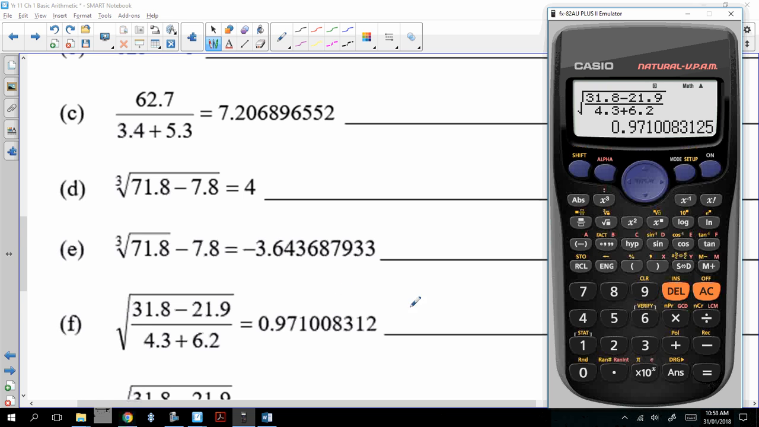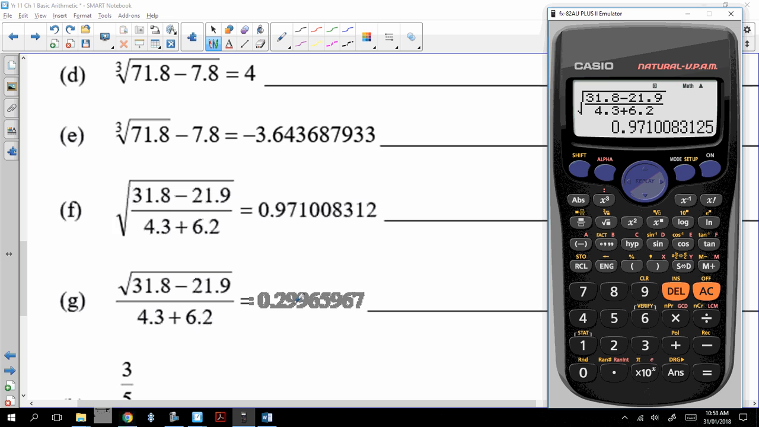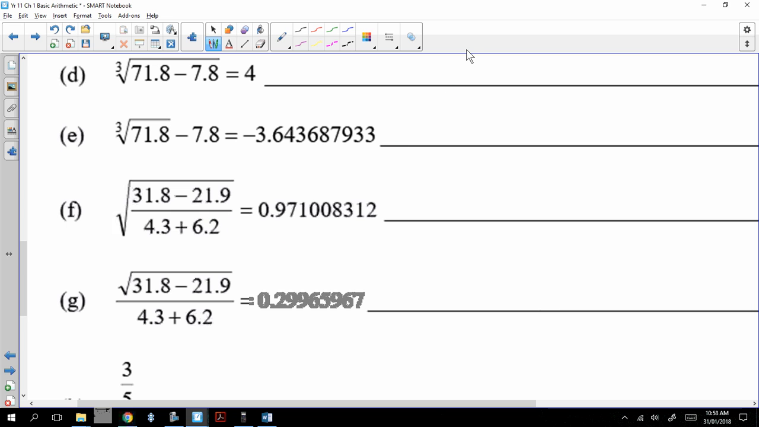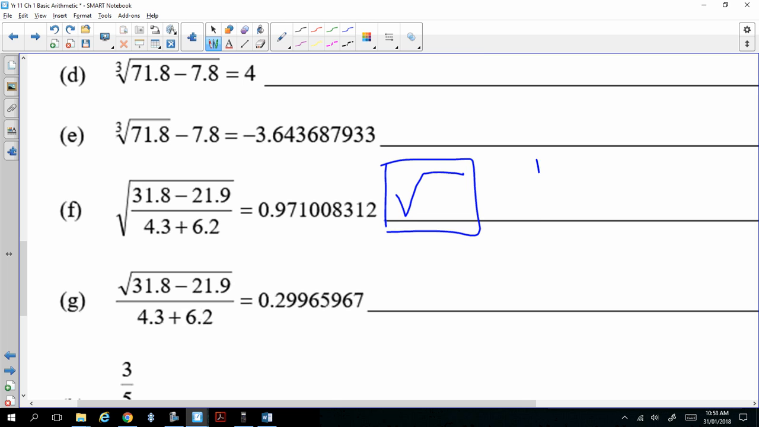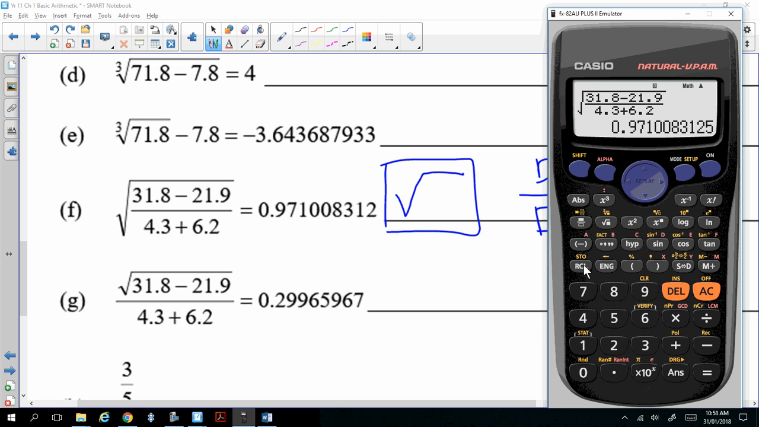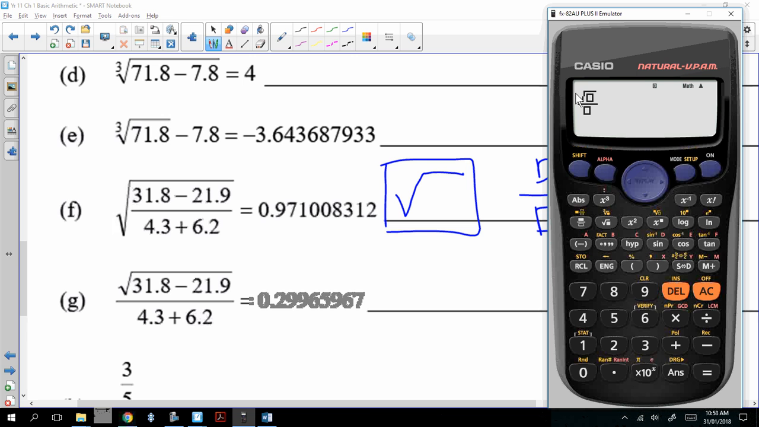Okay, now note the difference between F and G. See, F is the square root of the fraction. I press the square root key first, then the fraction. Let me write this down. This one you press the square root key, then the fraction key. Now the next one, you have to put the fraction key first, then square root. Right? So that's only on the numerator, not on the whole thing.